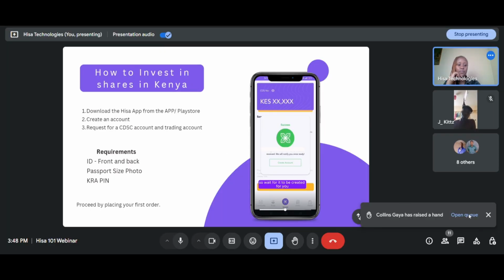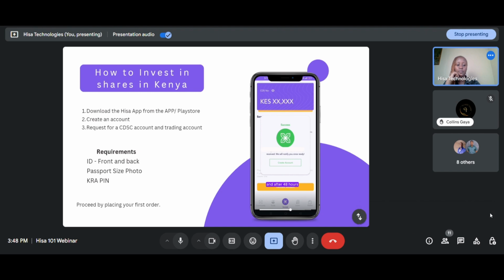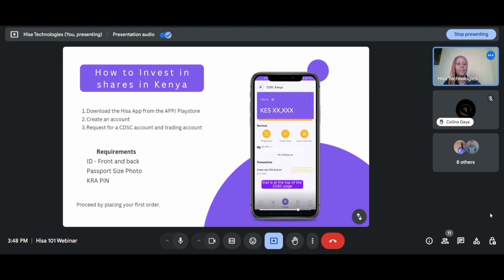So wait for it to be created for you, and after 48 hours, the CDSC number should be displayed on the purple section of the Invest page. That is, at the top of the CDSC page, you'll see your CDS account number. So wait for it, and that is how you get a CDSC account number. Straightforward and easy.